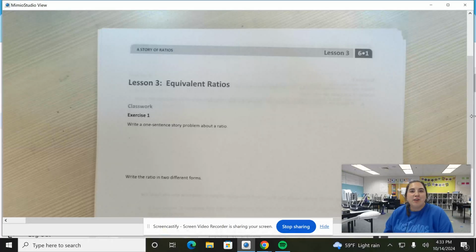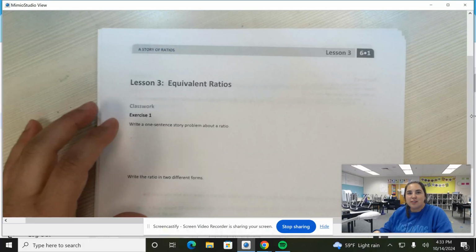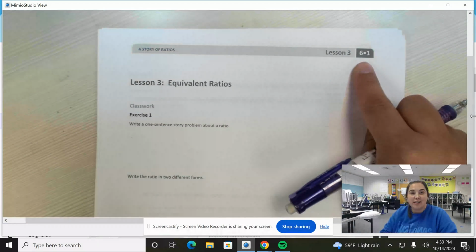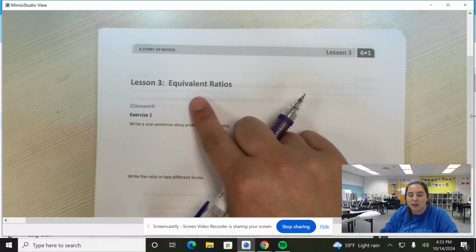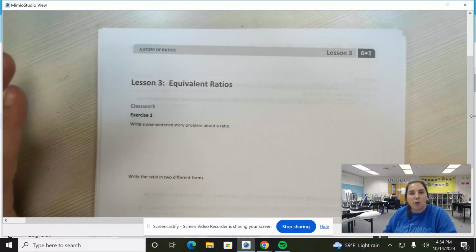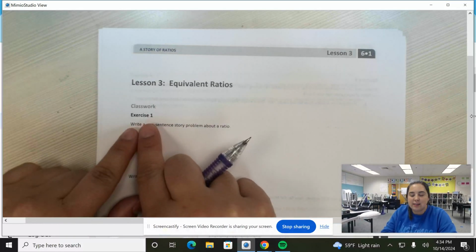Hi guys. So we are doing Module 6, Grade 6, Module 1, Lesson 3, Equivalent Ratios, which I think is a really fun one. So to start with, to warm us up, a little review from last lesson.